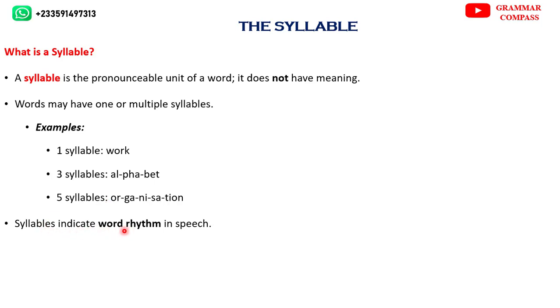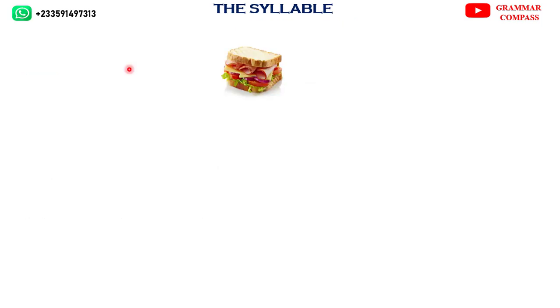Syllables indicate word rhythm. It means that syllables give words their beat or their flow when speaking. Syllables are very important, especially in poetry and song lyrics. But here we are going to concentrate on how important syllables are in phonetics. Now let us talk about the structure of the syllable.